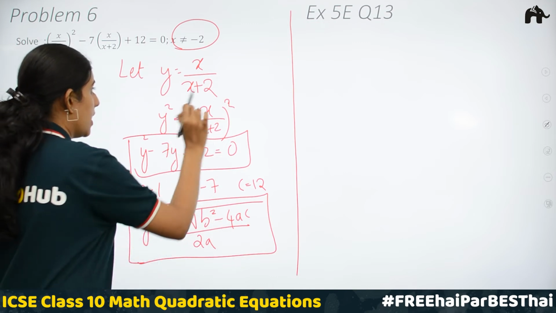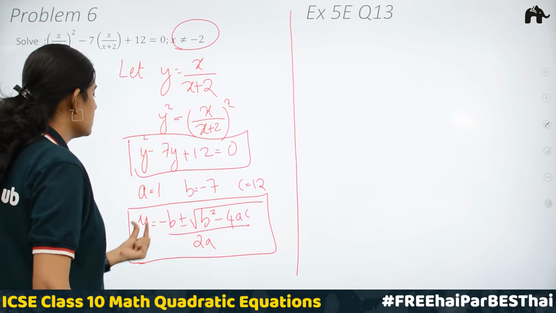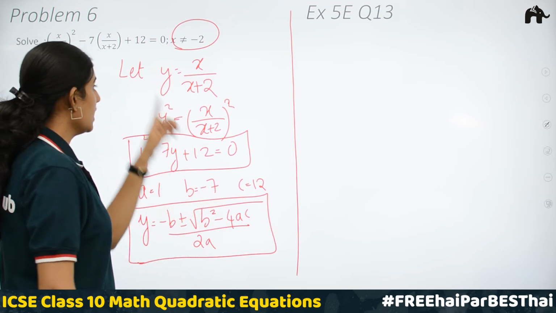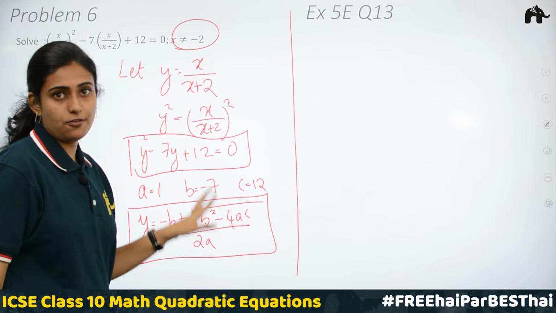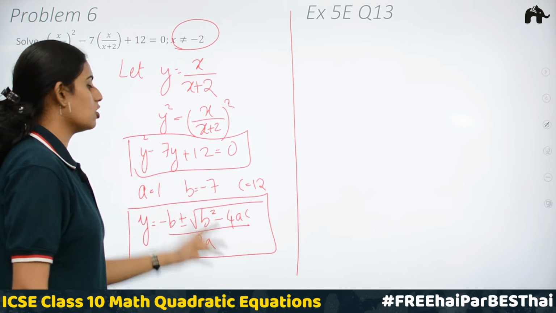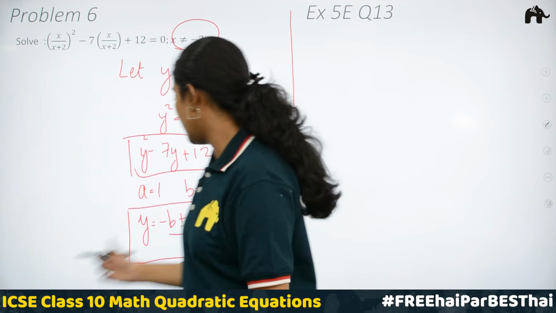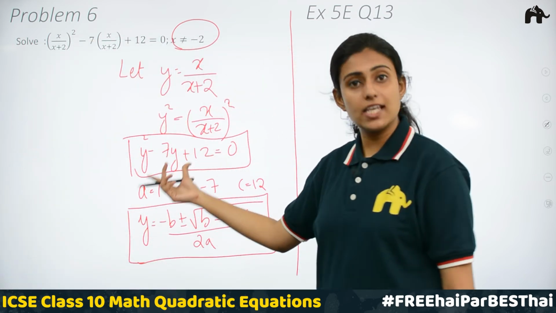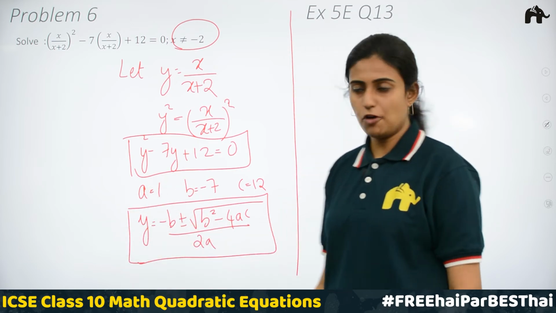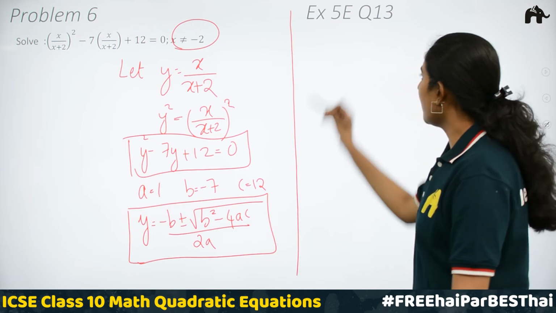Again, I will remind you one thing. Never put x is equal to minus b here, because in this case we are finding first the value of y. So, in the formula, you have to put y is equal to minus b plus or minus root of b square minus 4ac divided by 2a. In this case, y is the variable. The variable term should come on the LHS in the formula. Now, substitute the values.